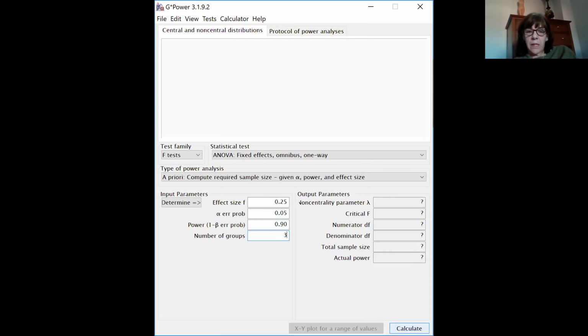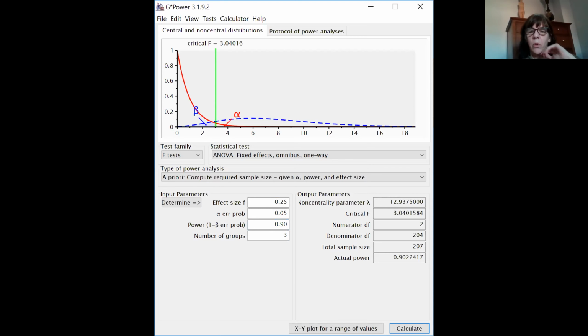And we're just going to go ahead and calculate the power. Our numerator degrees of freedom is J minus 1, where J is the number of groups, so that's 2. The denominator degrees of freedom is a function of the sample size, and the sample size is 207. If you divide that by 3 to determine how many equal groups you would need, that's 67.